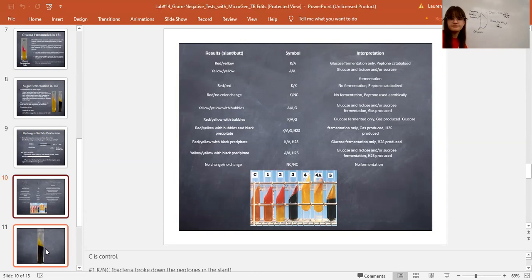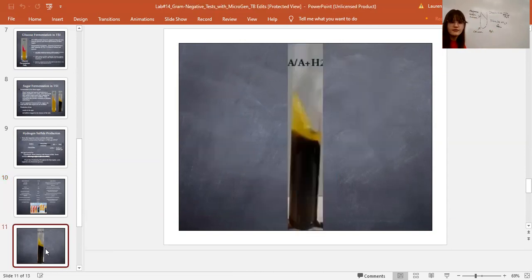Look at this, make sure that you can go through it and understand the changes and understand what no change is also. No change is just referred to as NC. It's pretty simple to remember. So here is a good example of A/A H2S. We understand that the butt is yellow, but the slant can differ. But in this specific situation, the slant is acidic.